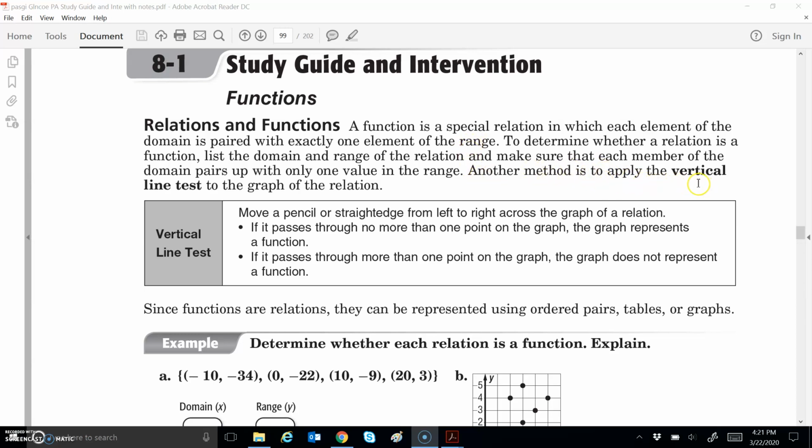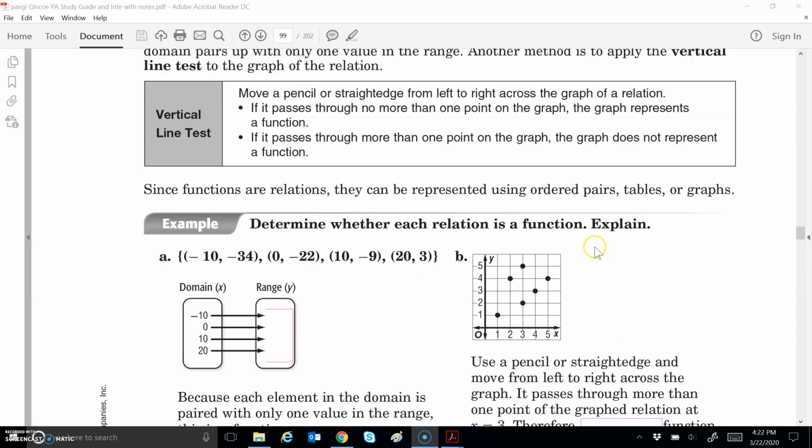Another method is to apply the vertical line test. So if we have a graph, we want a vertical line, and vertical is up and down. Move your pencil or straight edge from left to right of the graph in every relation. If it passes through no more than 1 point on the graph at any given time, then we have a function. If it does intersect more than 1 point, then it is not a function.